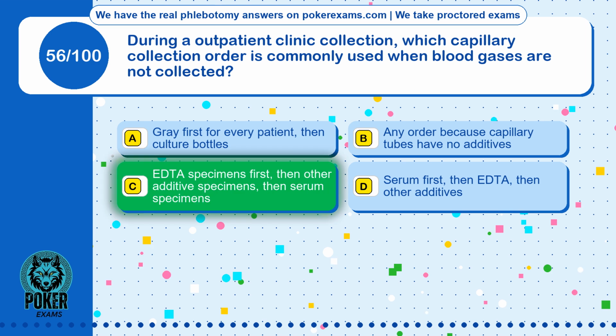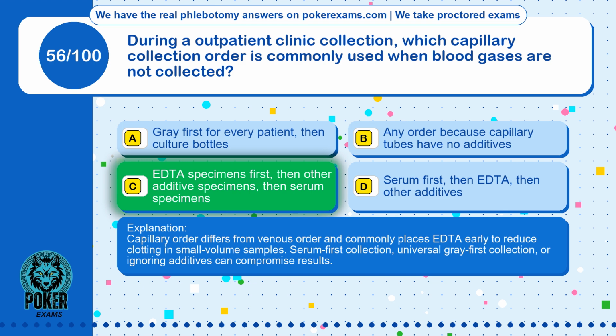The correct answer is option C. EDTA specimens first, then other additive specimens, then serum specimens. Capillary order differs from venous order and commonly places EDTA early to reduce clotting in small volume samples. Serum first collection, universal gray first collection, or ignoring additives can compromise results.